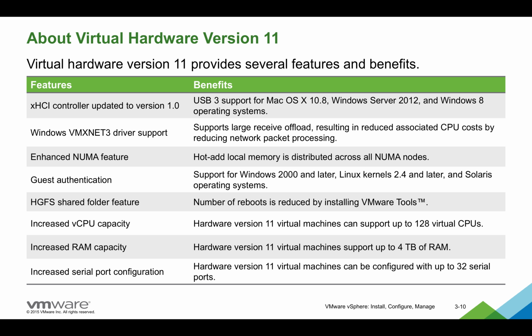About virtual hardware version 11. Now, virtual hardware version 11 has several features and benefits. Some of the new features that come with hardware 11: VMXNET3. This is a high performance interface. You get up to 2 gigabits per second.